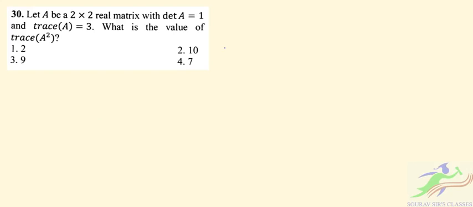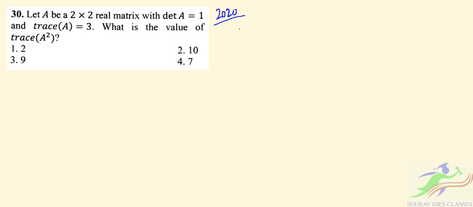So this is question 30 from the June 2020 mathematical science paper. A is a given 2 by 2 real matrix, with the determinant and the trace values given. We have to find the value of the trace of A square.